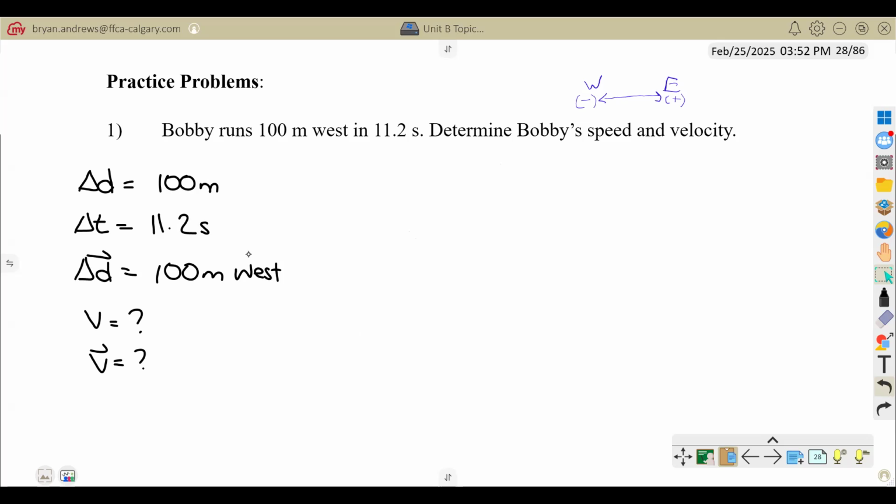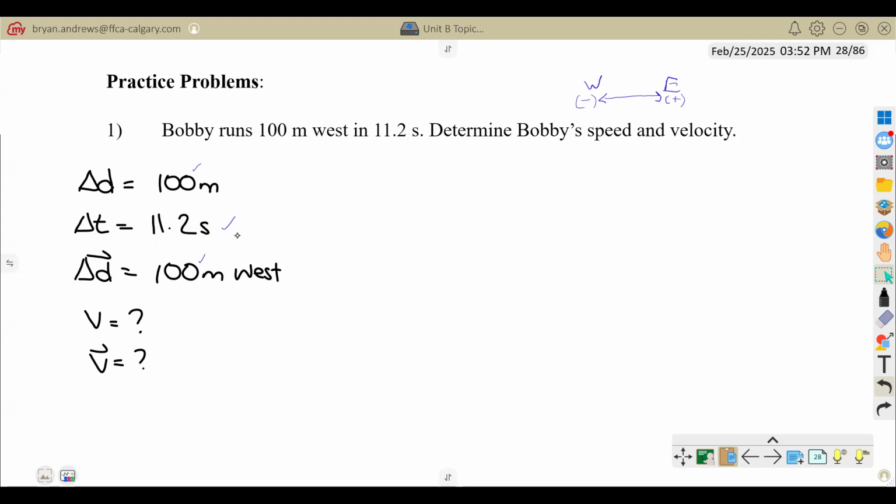So again, as always, we're going to identify what variables they've given us. They've given us 100 meters as a distance. Its displacement will be 100 meters west. And then we're going to be looking at the time being 11.2 seconds. And what we're going to be looking for is our speed and our velocity.